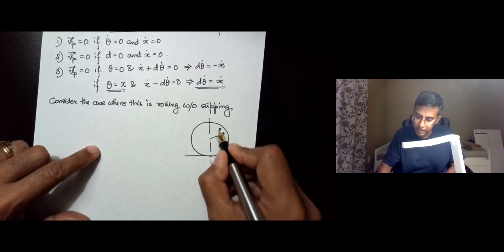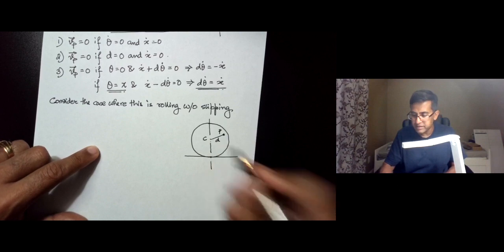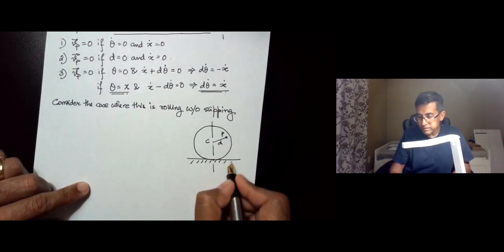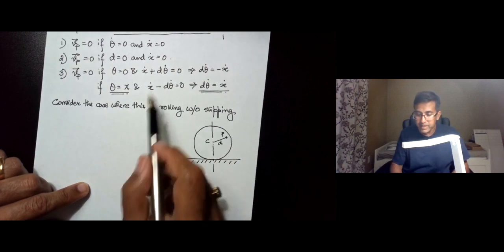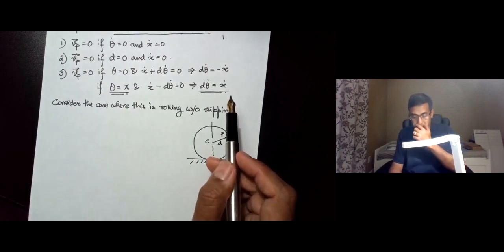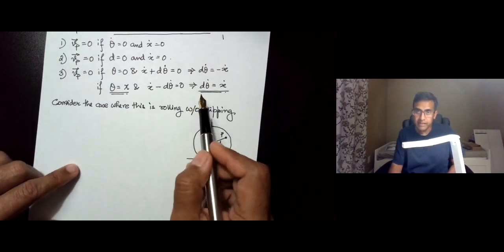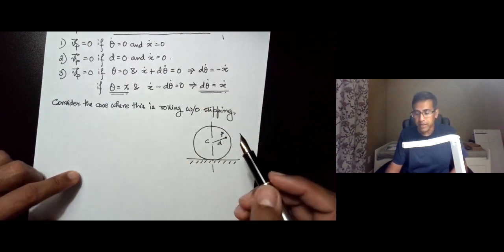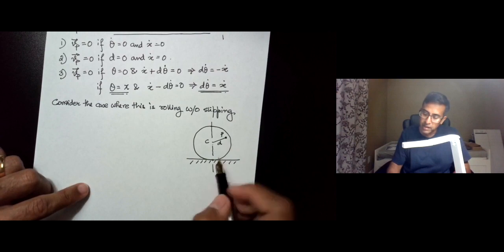let's say this is the point P, this is C, this is D. This does not readily tell us that this is the condition of rolling without slipping. There is an additional condition where it leads to rolling without slipping.